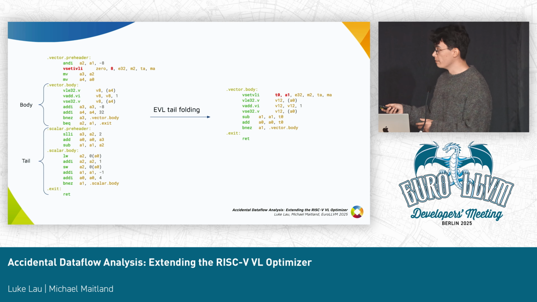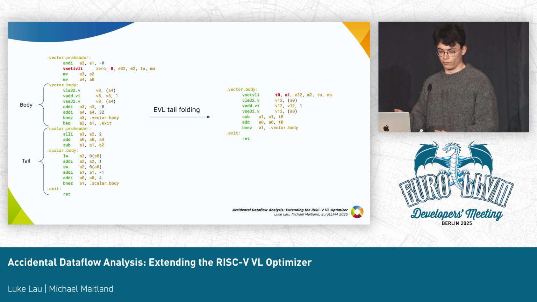And I should say it's really in the middle end, but we want to perform EVL tail folding. And what this is, it's folding the tail of the loop that the loop vectorizer will emit into the body of it, so we just have one vectorized loop.